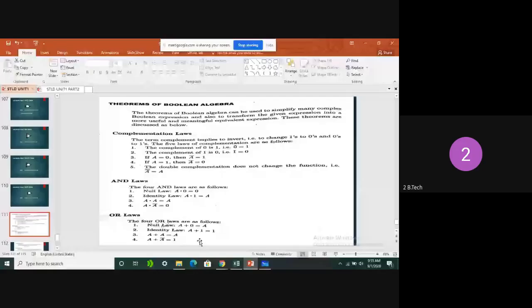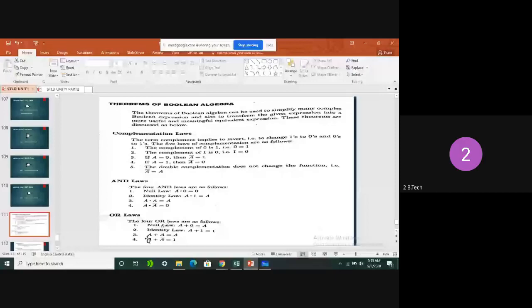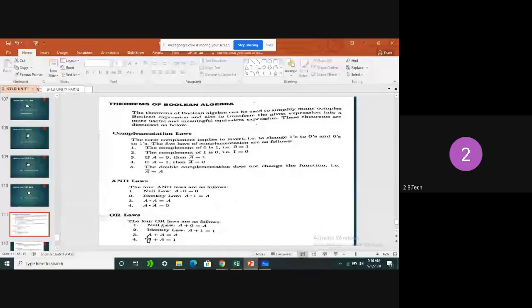Observe one more formula: A plus A is always A. 0 plus 0 is again 0, and 1 plus 1 is again 1. So A plus A is always A, not 2A. Plus in the sense OR operation. If you take 0, 0 plus 0 is 0 again, that is A. If you take 1, 1 plus 1 is 1.